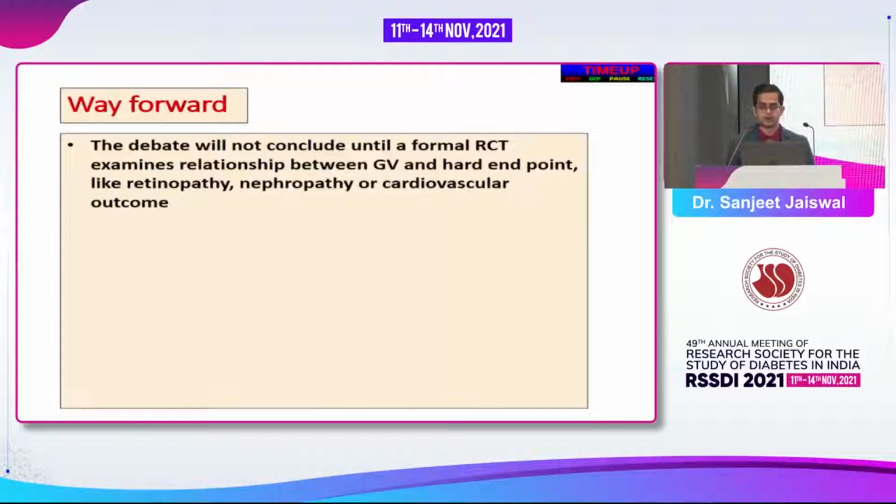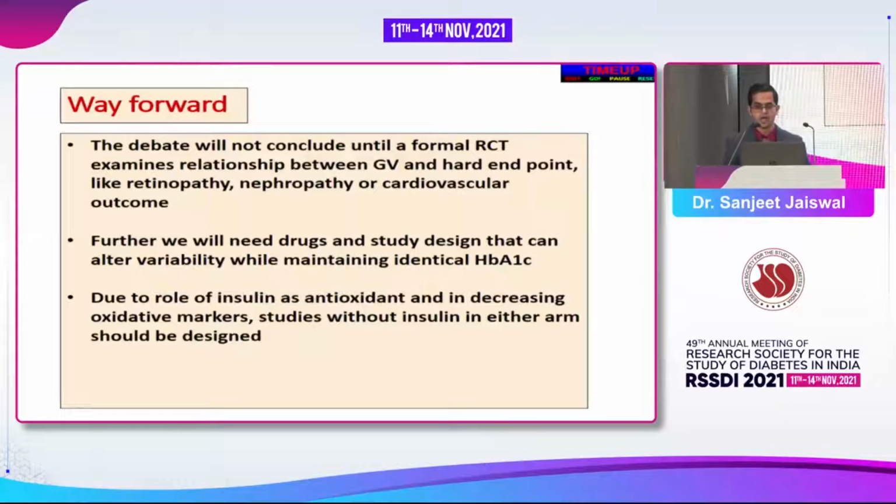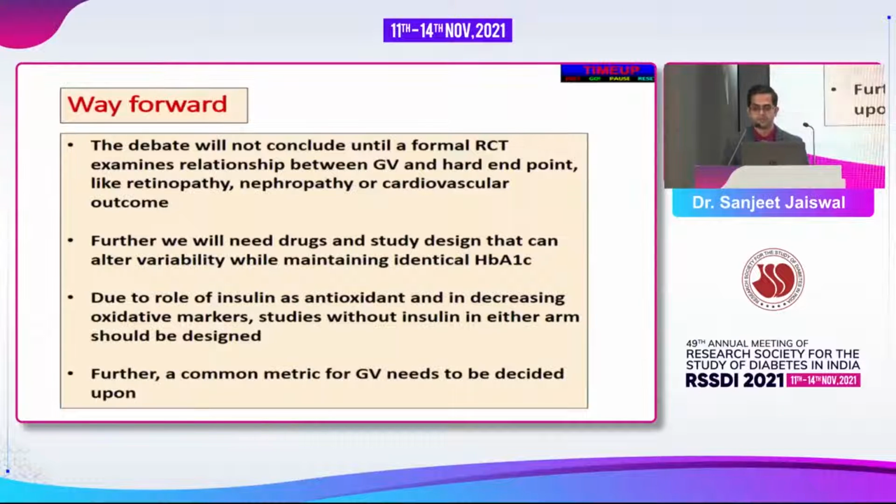How to overcome this problem? There should be a formal RCT examining the relationship between glycemic variability and hard endpoints like retinal outcome, and further we will need a drug and study design that alters variability with identical HbA1c. Further, common metrics for glycemic variability need to be added.